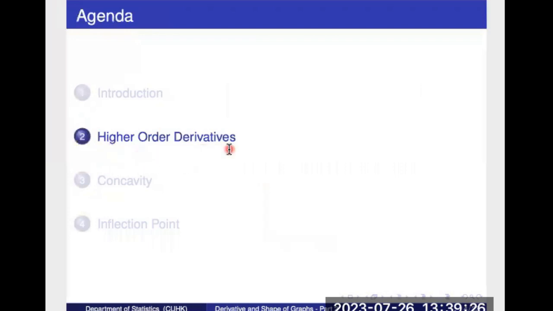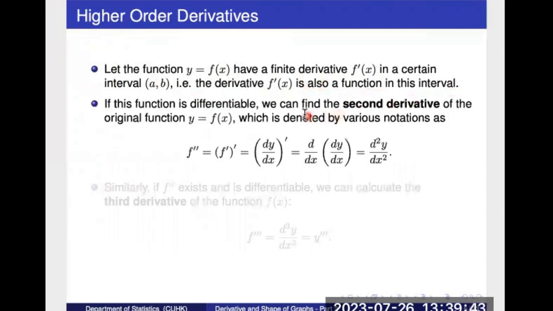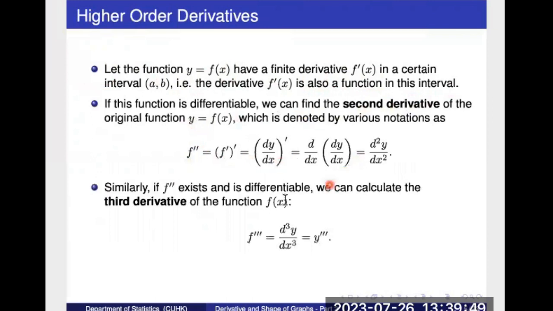Let's begin with higher-order derivatives. Specifically, a higher-order derivative is simply the result of taking the derivative multiple times. For instance, if we start with the function y equals f of x and take the first derivative, we get y prime equals f prime of x. If we differentiate again, we arrive at the second derivative, y double prime equals f double prime of x. We can continue taking derivatives to reach the third, fourth, and so on.